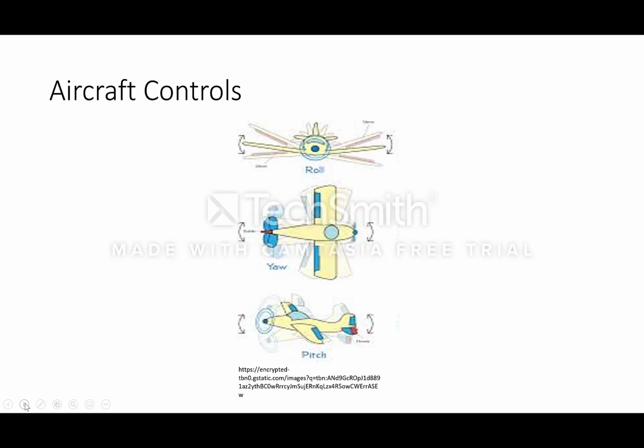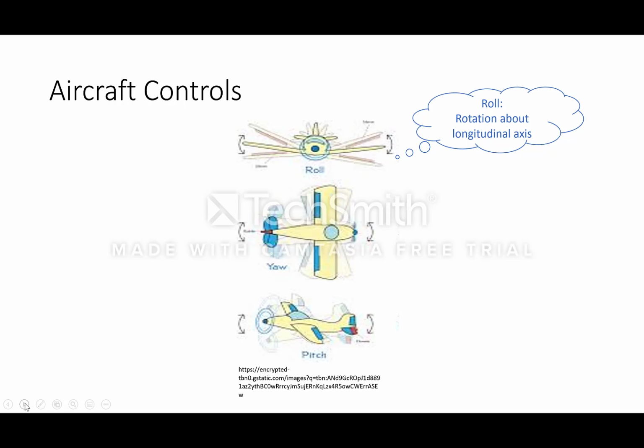There are three main controls for flying an aircraft, and we're going to just talk about them in terms of airplanes. One is roll. Roll is the rotation about the longitudinal axis of the plane. The longitudinal axis goes from the nose to the tail, straight through the body of the plane. So the long dimension of the plane from nose to tail is your longitudinal axis. So roll is rotation around that axis.